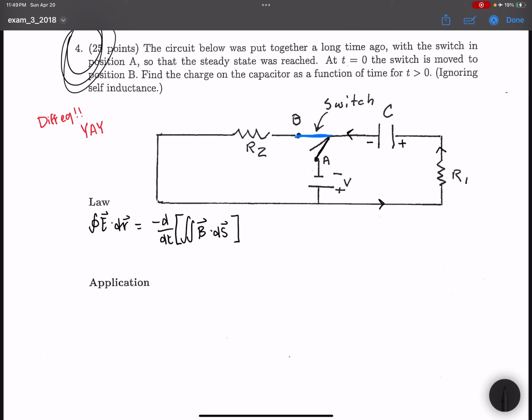So let's do t equals 0. We have the left-hand side of Faraday's law, the closed integral of E dot dl, equals V minus IR minus Q over C. Yeah, Q over C, I agree.